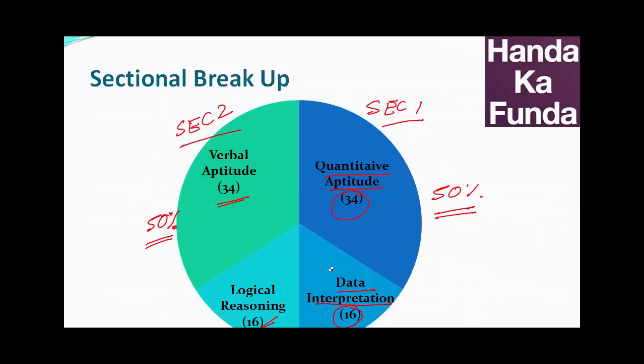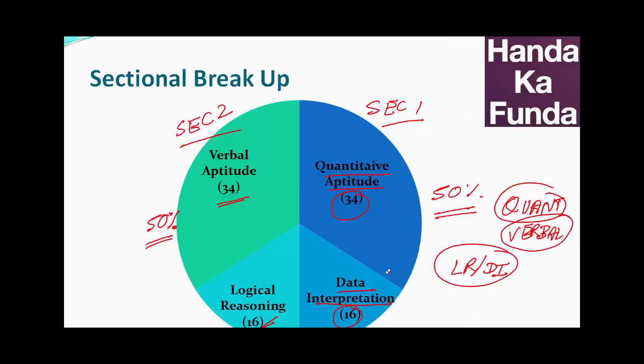Now, a very, very common mistake that I've seen a lot of people make is thinking that CAT is just about quant and verbal. There cannot be a bigger mistake. Please try and understand that quant is important. I'm not denying that. Verbal is important as well. But the LRDI part is almost equal in weightage. But we don't study like that, or at least most students do not study like that. If you look at this particular pie chart, if you combine the LR and DI part, that is probably as big as the verbal part and as big as the quant part. But most students don't study that way.